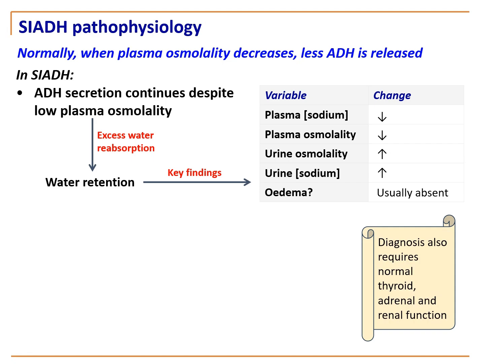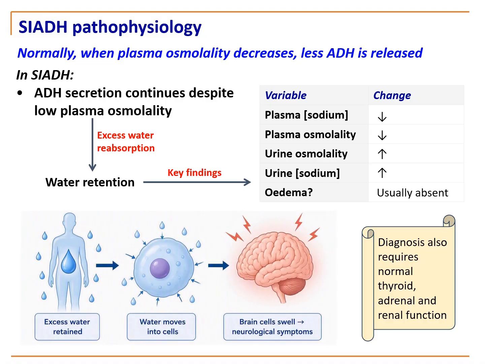Diagnosis also requires normal thyroid, adrenal, and renal function. That's obvious because diseases of these systems can lead to similar symptoms. So therefore, you just need to rule them out before thinking about SIADH.